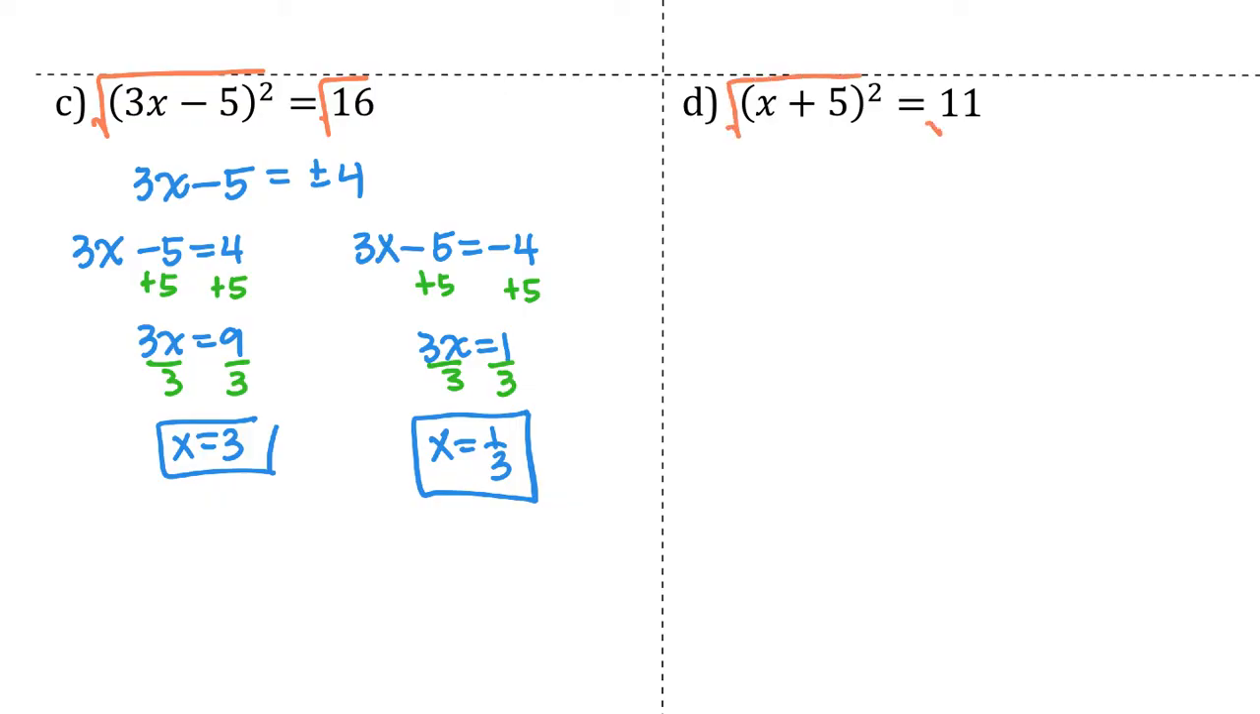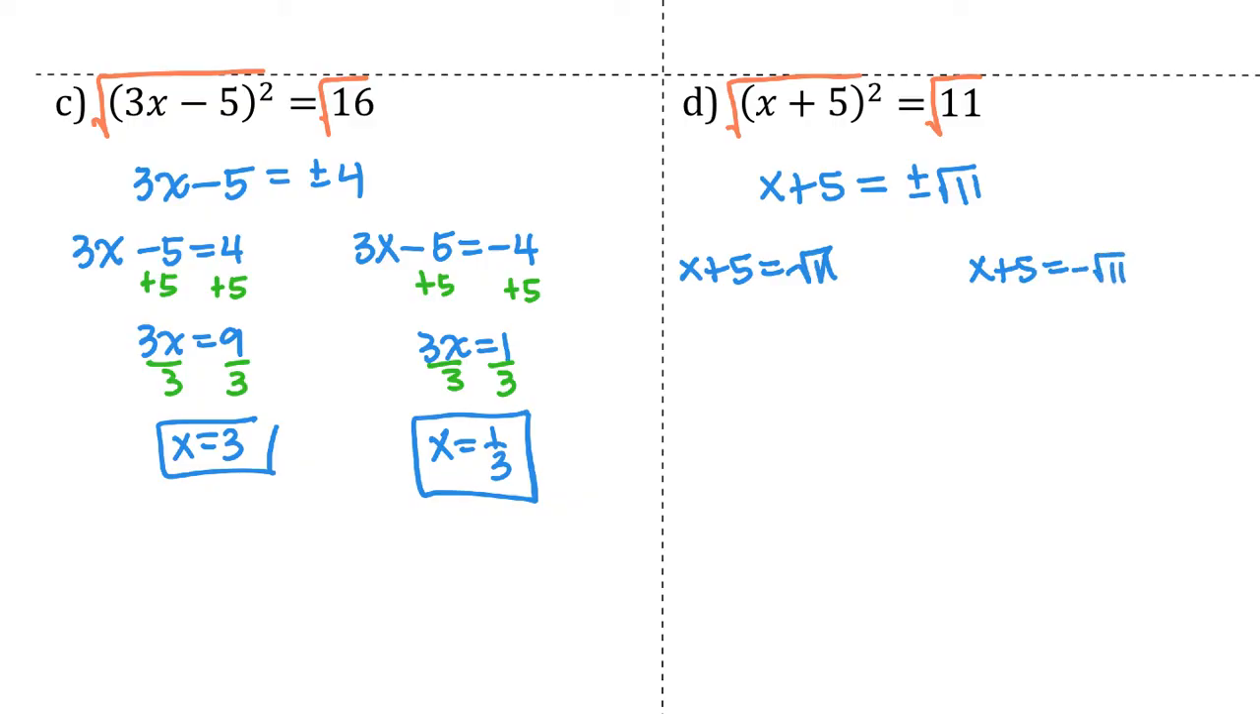I want to cancel the squared. So let's go with that. X plus 5 equals the square root of 11. I have no idea what the square root of 11 is. So it's irrational. So I'm going to leave it as plus or minus square root 11. Okay, now I'm going to split it up and say that x plus 5 could equal positive square root 11, and x plus 5 could equal negative square root 11.